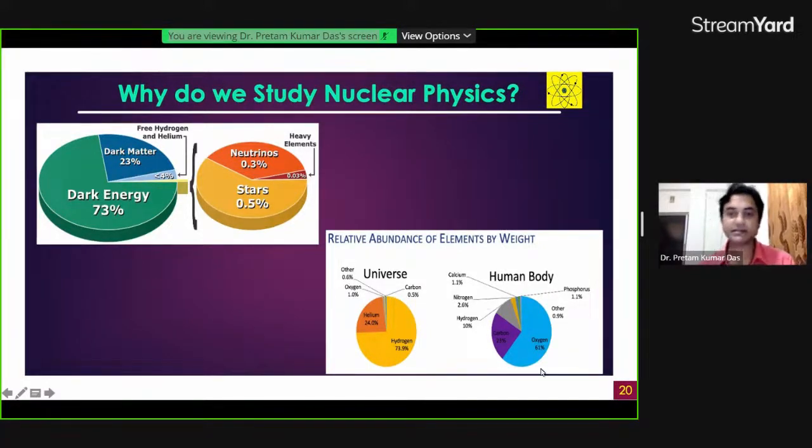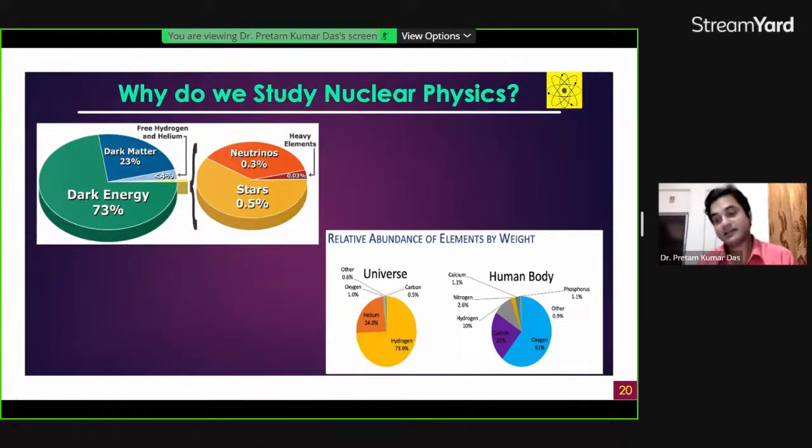carbon very little, oxygen also 1%, and others just 0.6%. And inside our human body, if we consider where we come from, sometimes scientists treat us as stardust. So the elements inside our body should come from a star. Inside our body, we have oxygen about 61%, carbon 23%, hydrogen 10%, nitrogen 2.6%, calcium 1.1%, and phosphorus 1.1%. Others are just 0.9%.